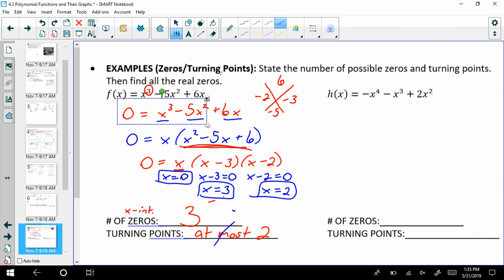So where this would help me with graphing is I know it's going to touch the x-axis at these 3 spots. So that kind of helps clear up the murkiness of the middle part.